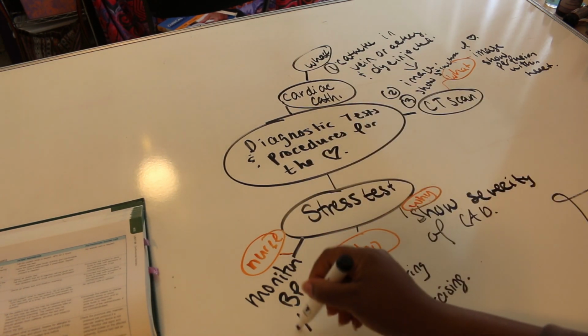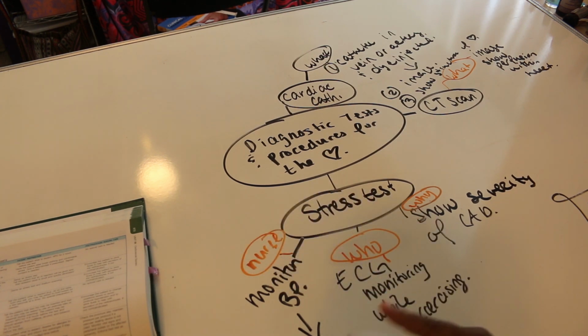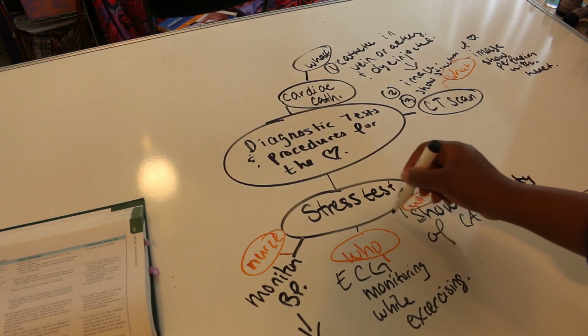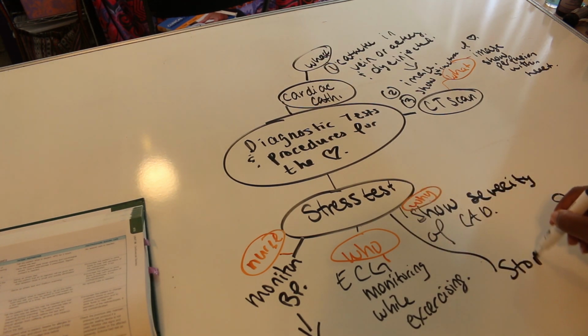Monitor the BP. If, say, in the book it said that if the BP got to a certain point you would stop, you would put that information right here. Or you would put right here, stop if the patient is showing signs and symptoms of stress, some type of exertion, or they're getting to the point where they can't handle it. Then that's when you would stop it. Yada, yada, yada. You would put that there.